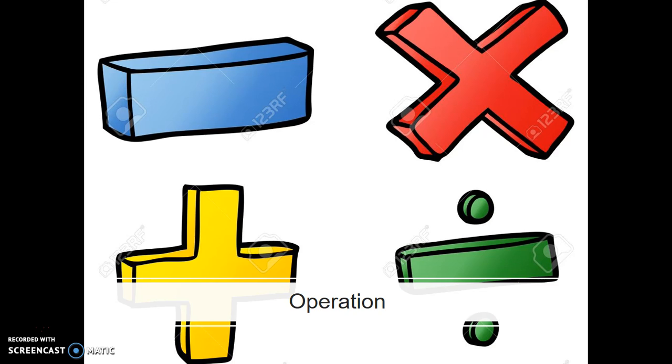Another big question that we had is what operation is performed on the variable. So an operation is what you are doing in the math problem. It can either be subtraction, addition, multiplication, or division.